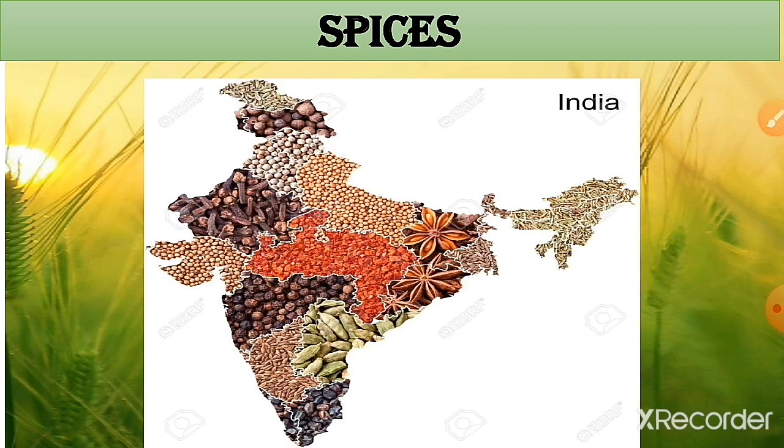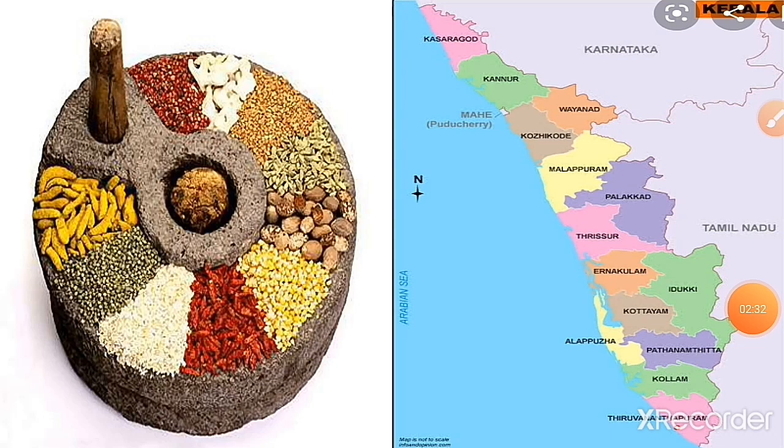Next, spices. India has been world famous for its spices since ancient times. These spices are mostly used for flavoring or tempering cooked food and for preparing medicines, dyes, etc. Pepper, chili, turmeric, ginger, cardamom, clove, nutmeg are the major spices cultivated in India. Kerala is the leading producer of spices in India.